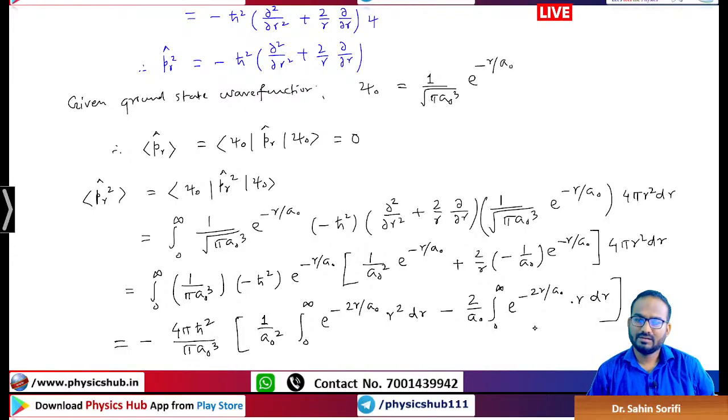Four pi, shouldn't we consider that 4 pi r square dr term as an integral by the u dv method? No, that is separate, no?